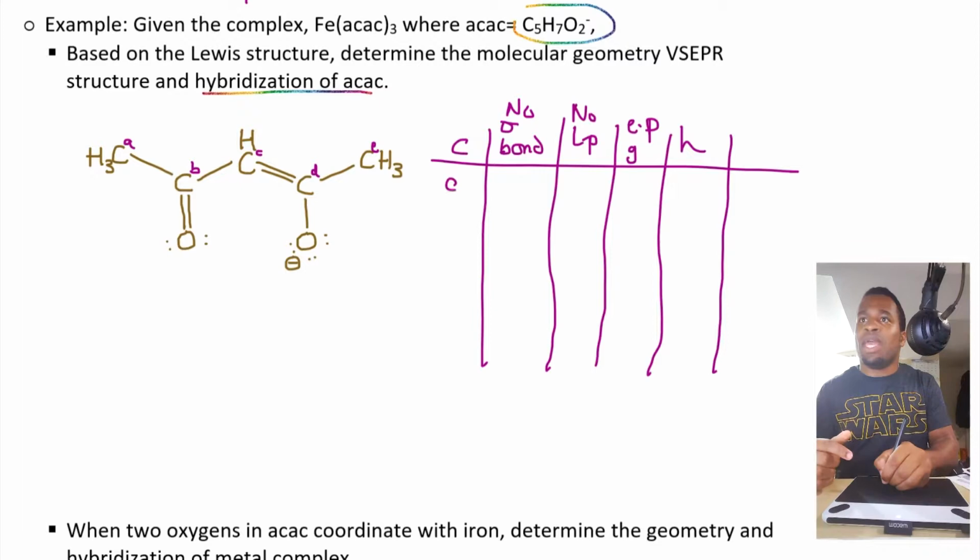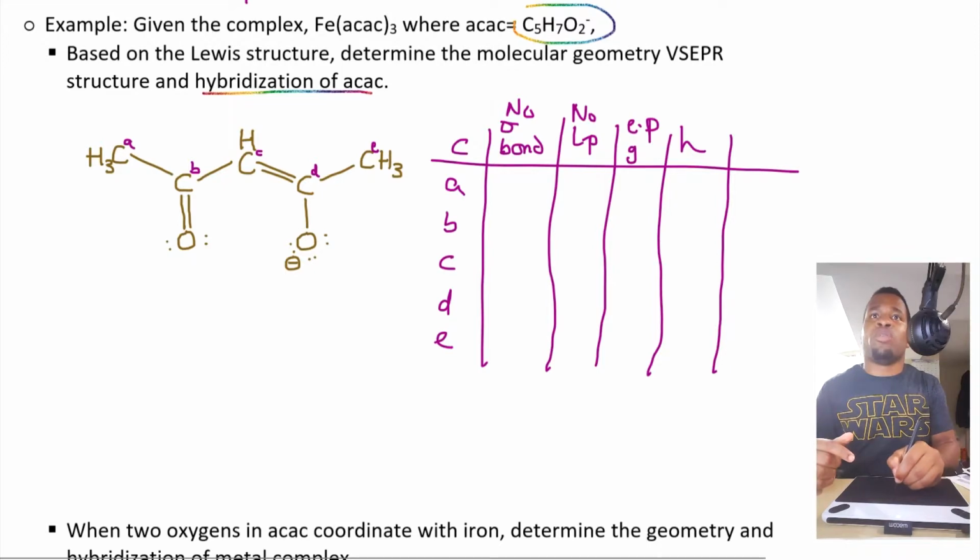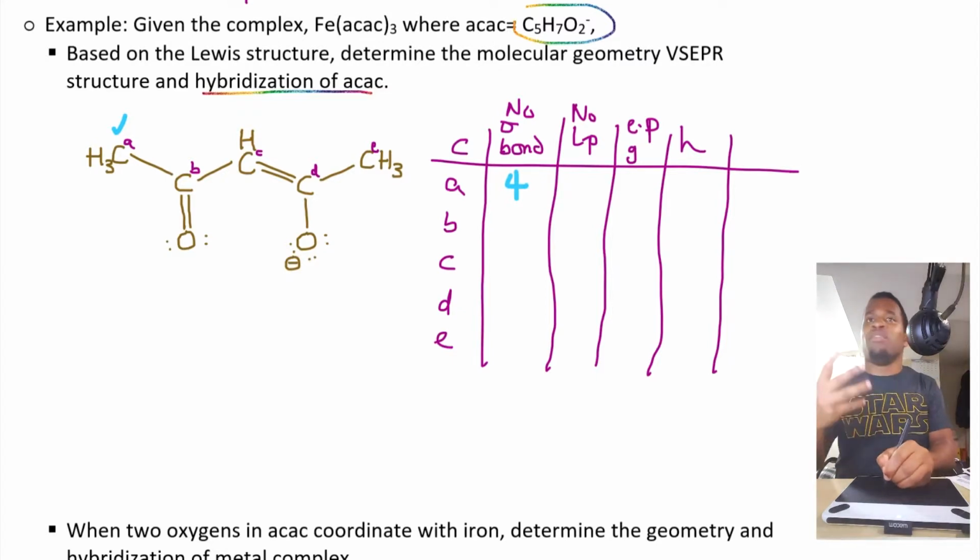So for carbon A, we have carbon B, C, D, and E. So looking at carbon A, which is what we have right here, we have 4 bonds. In this case, the 4 bonds are all sigma bonds, and then we have a lone pair, which is 0. We don't have a lone pair at all.